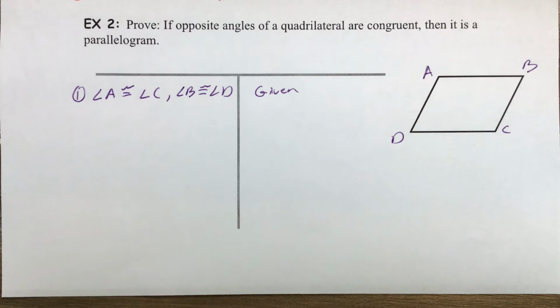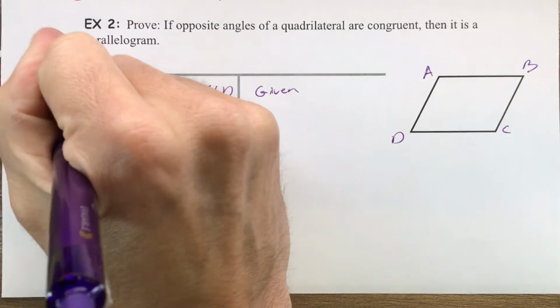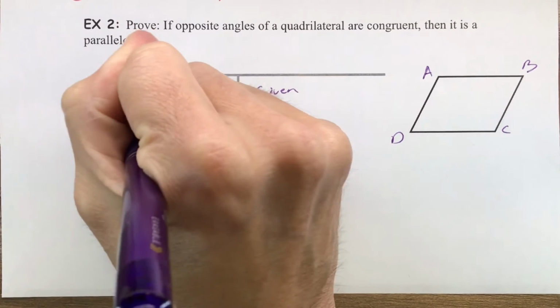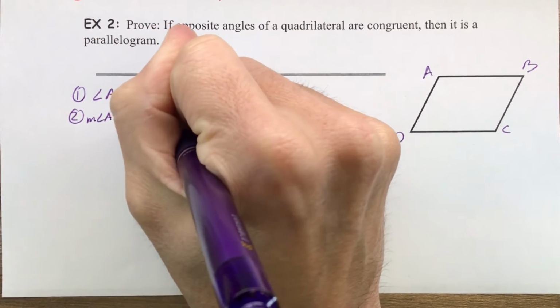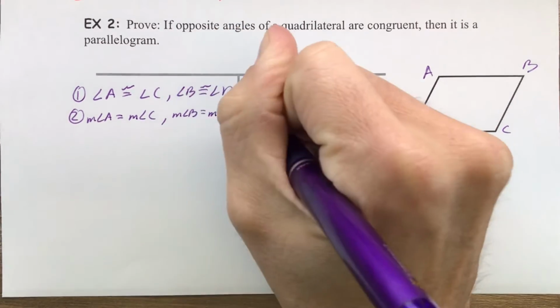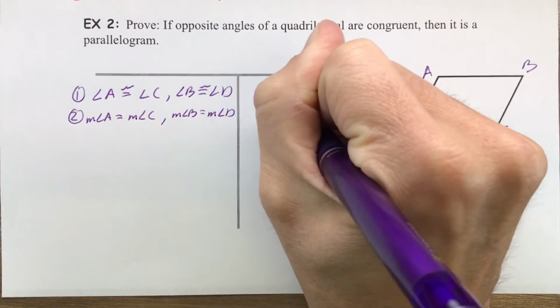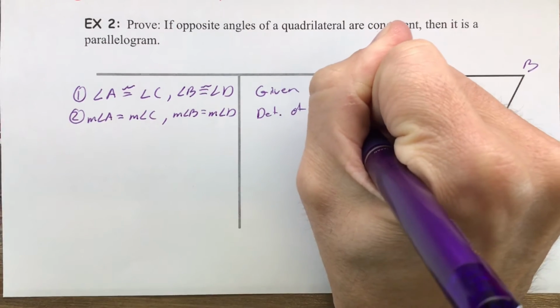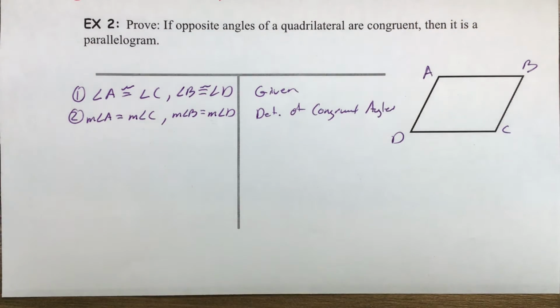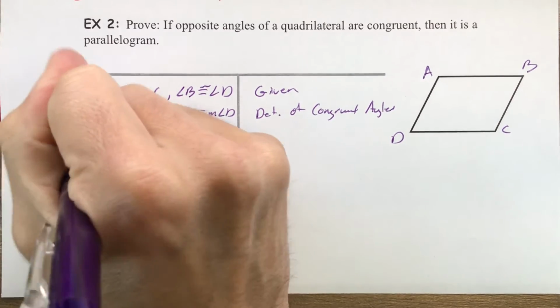All right, so then what we're going to need to do is change it so that it says that the measurements are equal. So line 2, the measure of angle A is equal to the measure of angle C. The measure of angle B is equal to the measure of angle D. That would be the definition of congruent angles. All right, and now that we have it in this form, what we can start doing is adding angles together. Okay, and remember, this is a quadrilateral.